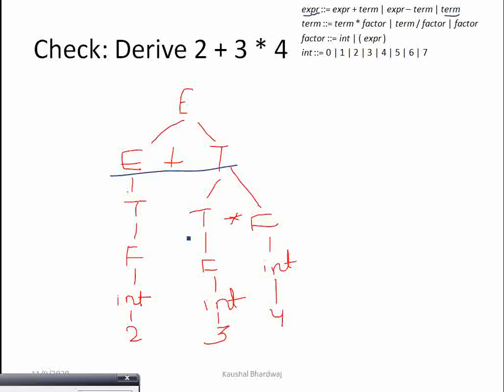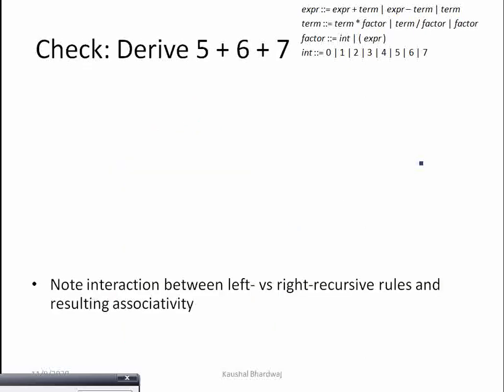This t will derive the next t into f, and so on. You will get 3 and 4. Then you can see that the output you get here is correct, right? This has higher precedence, so it will be solved first, and the one with lower precedence will be solved later on. Now this grammar is unambiguous, is it? If you derive this, you will see what is happening.